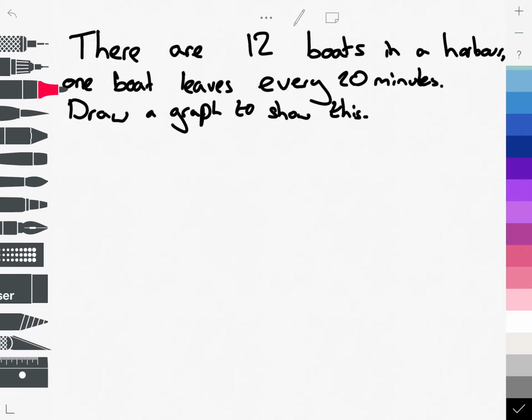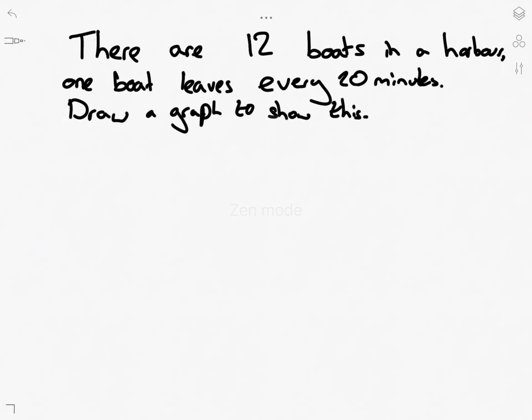So for this one, let's read the question. There are 12 boats in a harbour, so let's underline that, it's important. One boat leaves every 20 minutes. Oh, that's important. Draw a graph to show that. So we could either make an equation for this, which some of you might like to do, or we could just try and draw it on the graph. I'm going to make the equation and then we can see how it fits into the graph first.